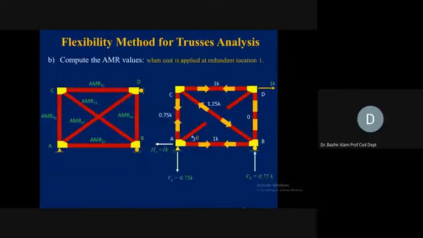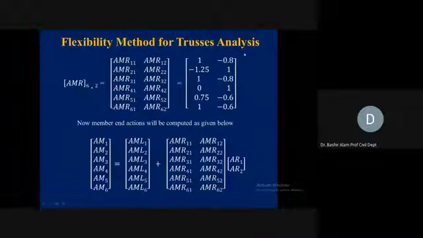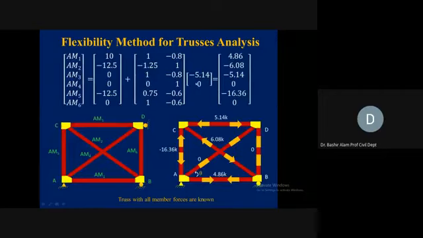Next, the AMR first column will be from here, it will become 1, minus 1.25, and then 1, 0, 0.75 and 0. The second column will be generated from this one. So now here you see all these values. Now, when we do this matrix operation, we have AR, we have AMR, we have the AML values also. When we multiply and sum, it gives all the member forces.